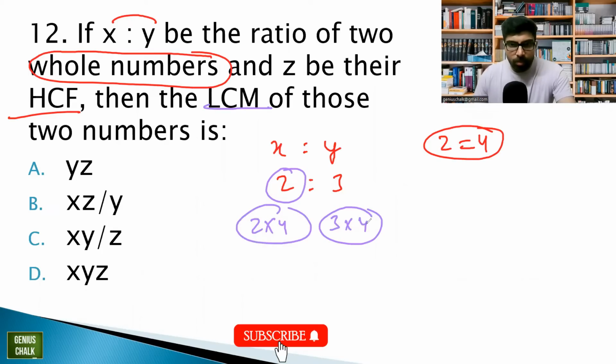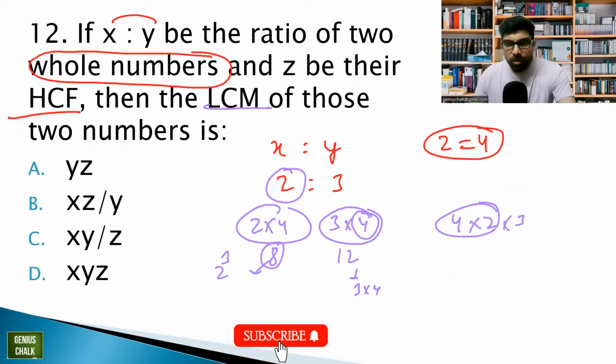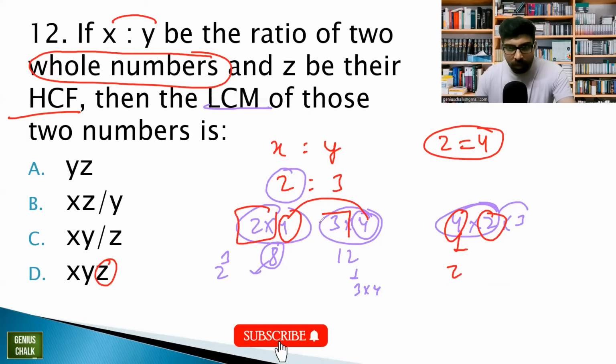For LCM, I need to pick up the highest power. Here it is 2 to the power 3, that is 8, and here I have 12. So the highest power is 2 to the power 2, and here 3 into 4. So I have to pick up 4 into 2, and then 3. So this becomes 4 into 2 into 3. So what is 4? 4 is the HCF. What is the HCF here? Z. So Z must come. And 2 and 3 are the respective ratios, right? So Z into X into Y. So my answer is option D, right?